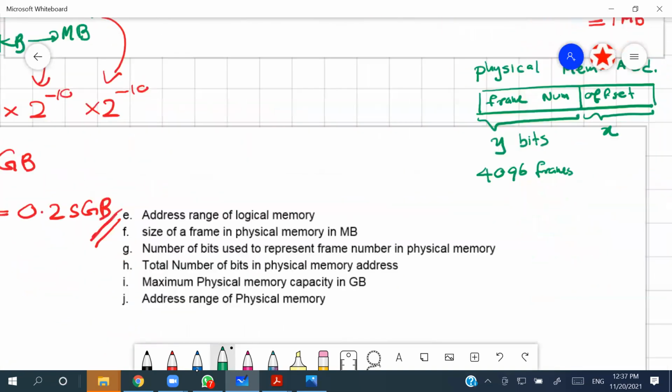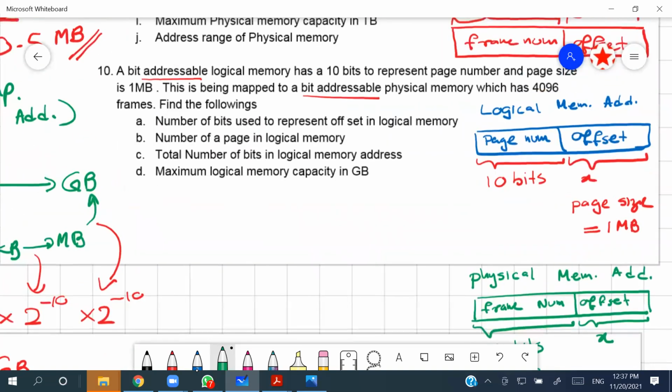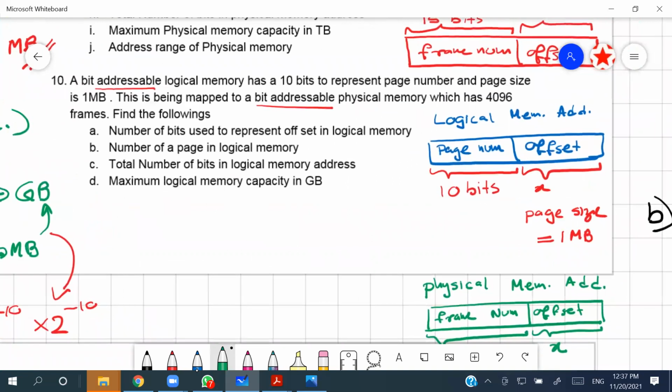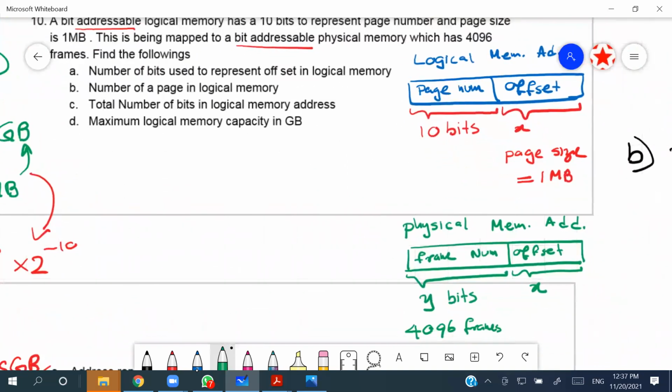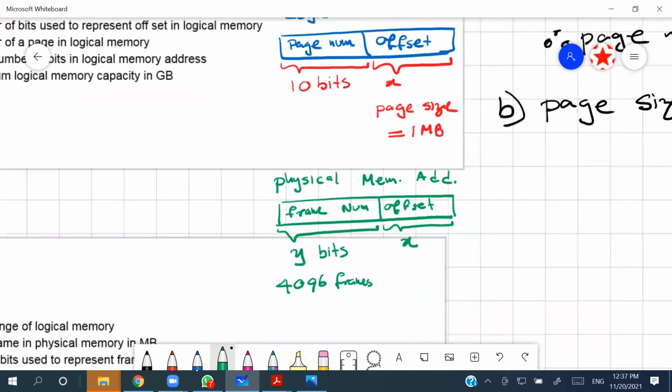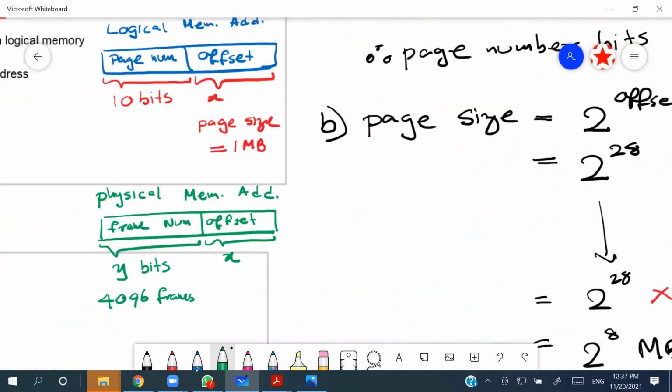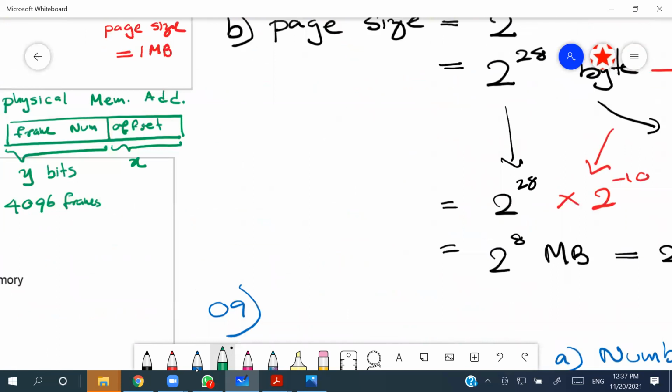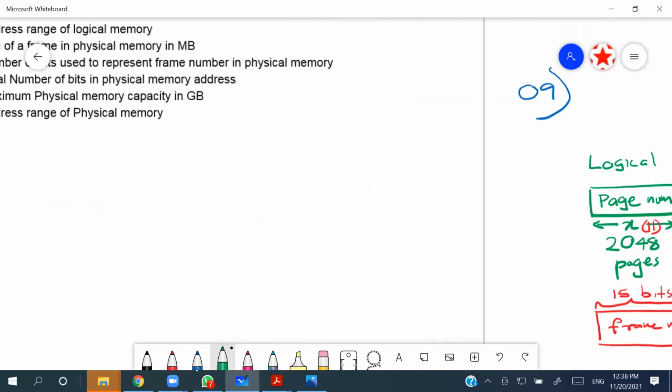So the 10th one, the first part, is asking for the number of bits used to represent the offset in logical memory. That, of course, can be done using the equation page size equals 2 to the power of offset bits, right? Okay, I'm going to do it at the lower part of this.